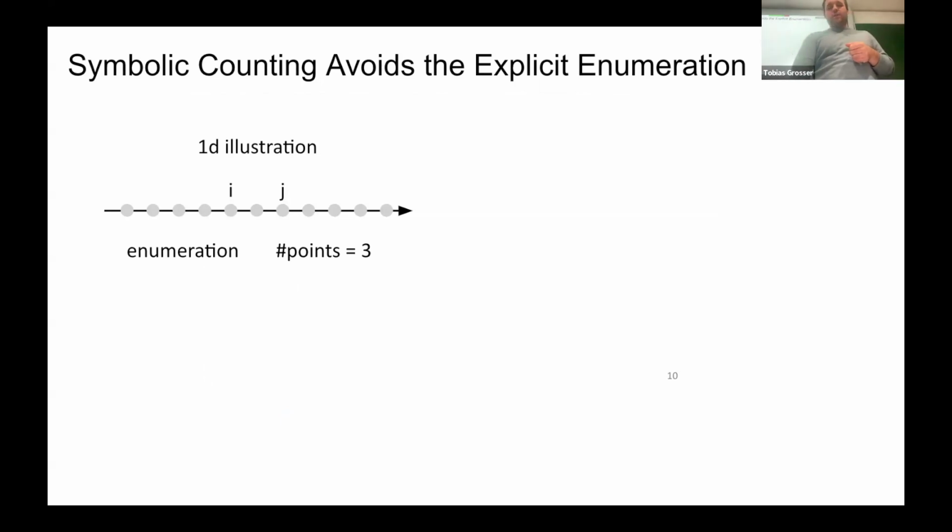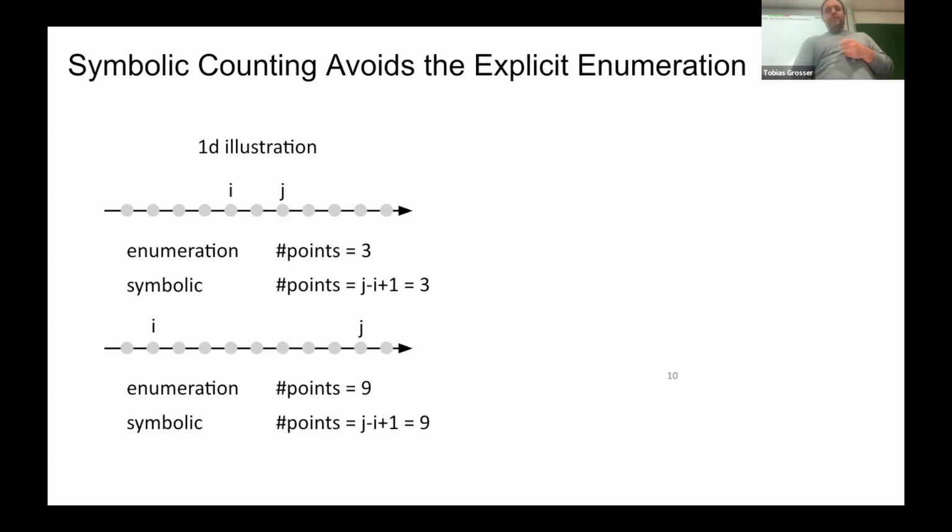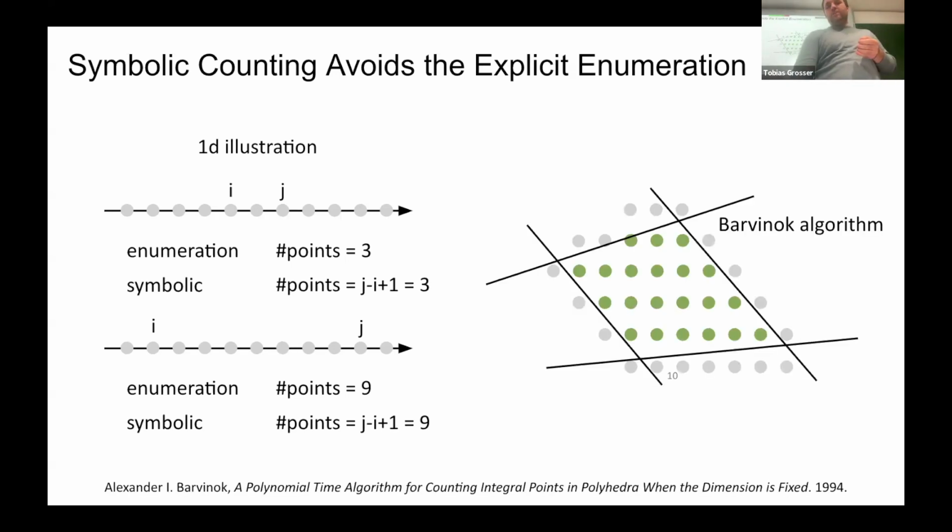If you enumerate it, it takes 3 steps, or you compute it symbolically, it's j minus i plus 1, right? And so obviously, if the interval is larger, enumerating takes more time. A symbolic computation is a lot faster. And so the interesting thing is there's an algorithm from Alexander Barvinok that allows us to do this counting symbolically. So it's one of the more mathy parts that we're using.